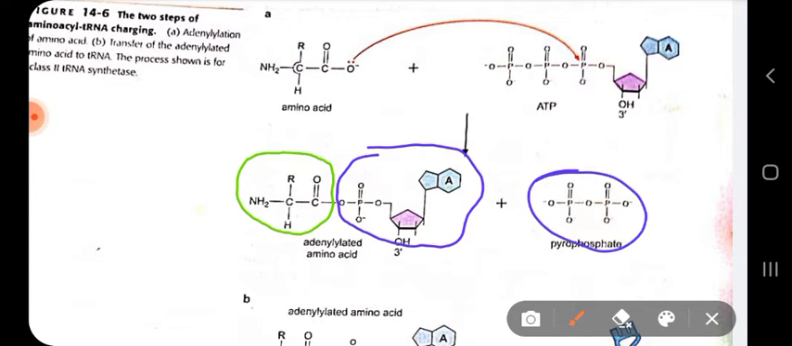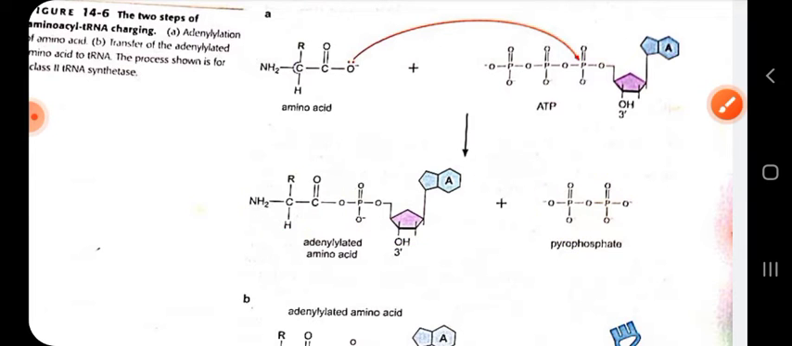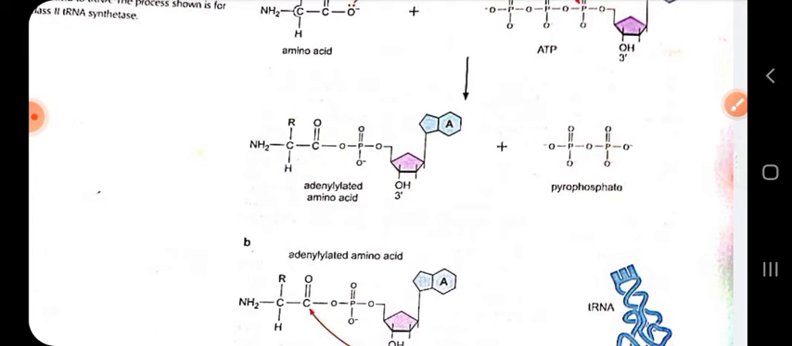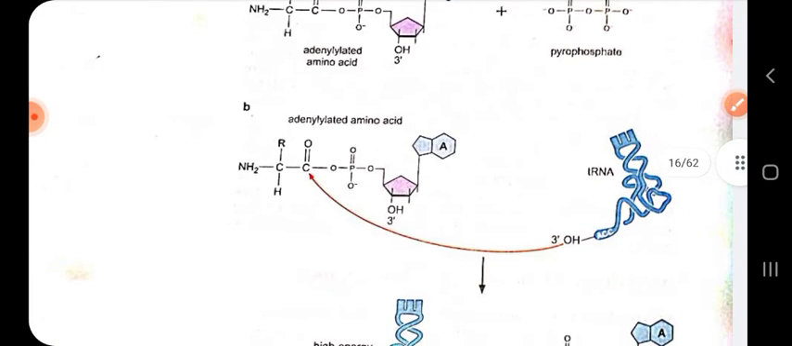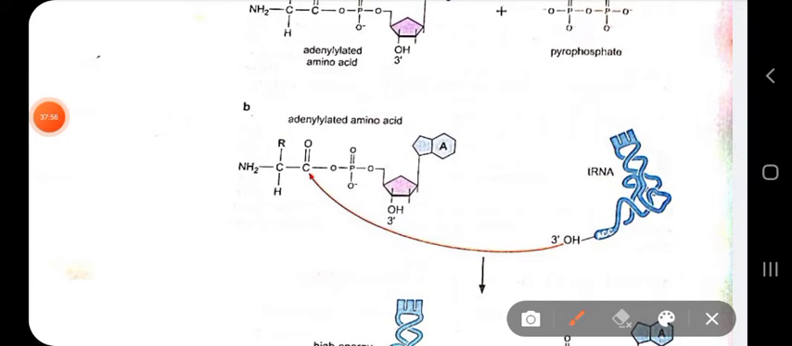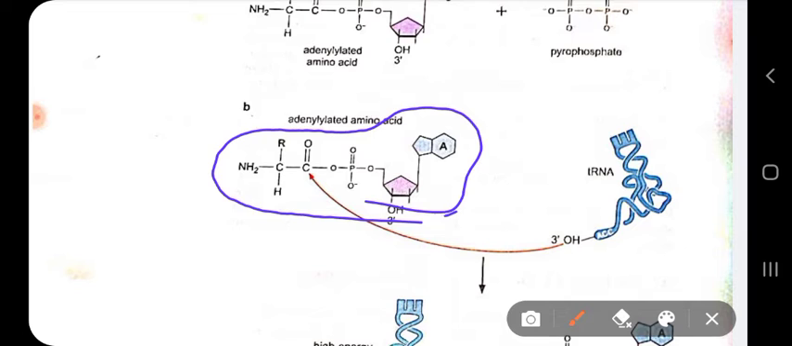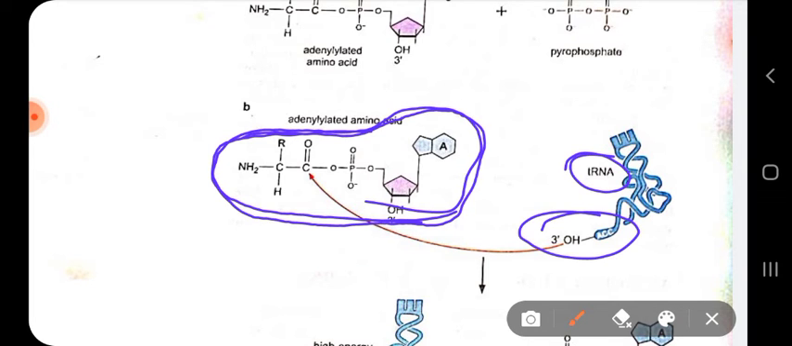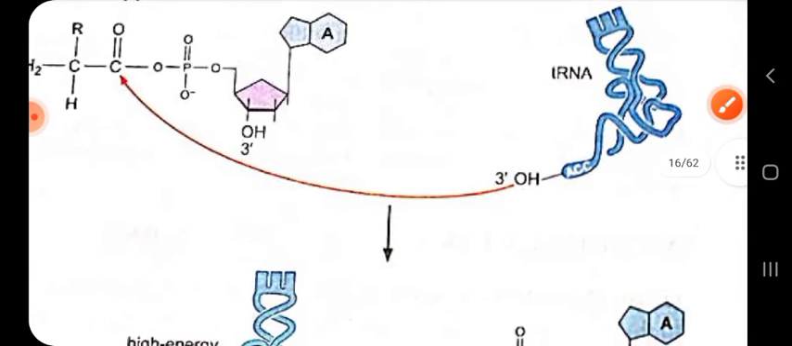With the release of pyrophosphate, this pyrophosphate will be further hydrolyzed by pyrophosphatase, which will drive that reaction forward. In the second reaction, this adenylated amino acid is now attached with the enzyme aminoacyl-tRNA synthetase, which has not been shown in the diagram. After attachment with the aminoacyl-tRNA synthetase, it reacts with the tRNA in the acceptor arm, and within the acceptor arm there is a CCA region.